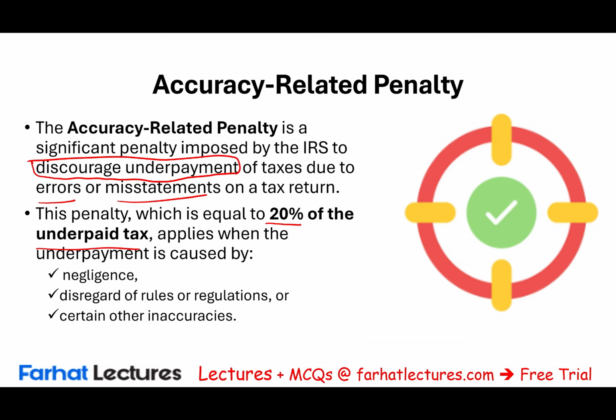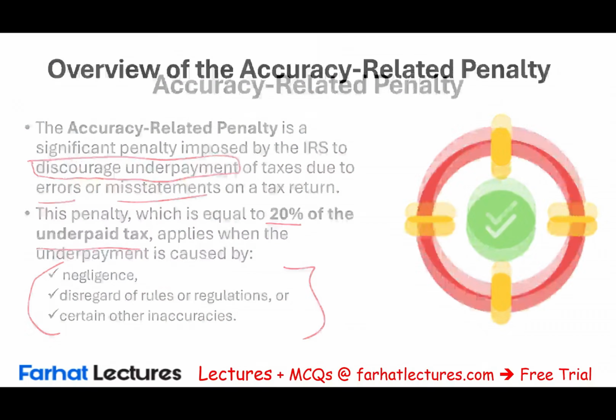So they want you to do what? They want to discourage you from doing any of those. So when you prepare your tax return, they want you to be alert, following the rules, careful, reporting everything. This is the purpose of this penalty. Let's go ahead and get started.